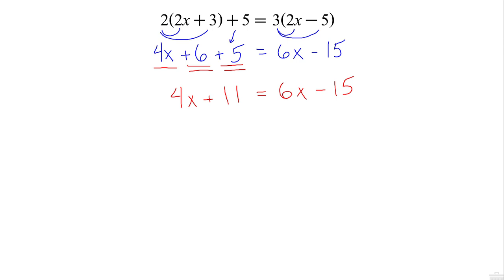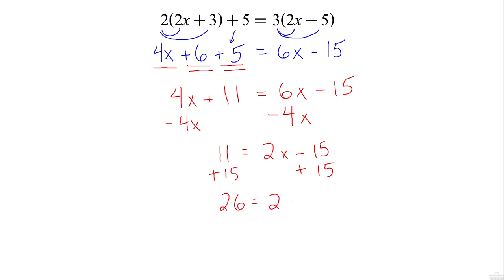Now it looks just like the other ones. We'll subtract our 4x from both sides, giving us 11 equals 2x minus 15. We'll then add the 15 to both sides, giving us 26 equals 2x. And when we divide by 2, we end up with 13 equals x. Right? So x equals 13 here for this one.